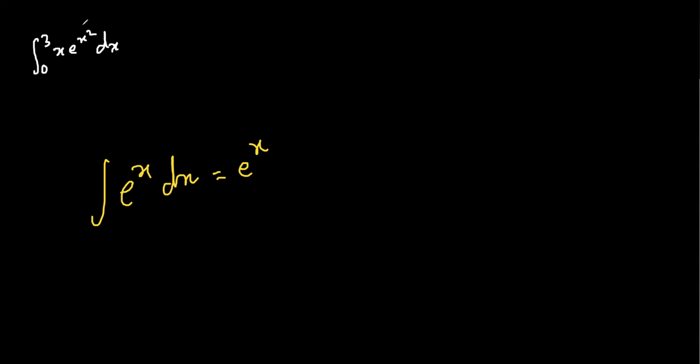So what will you have to do? Consider this as t, right? Now the derivation of x square is 2x dx, and the derivation of t is 1 into dt. You can also write it in this way, 2x dx is equal to dt, right? Now you understood? Yes. Okay.